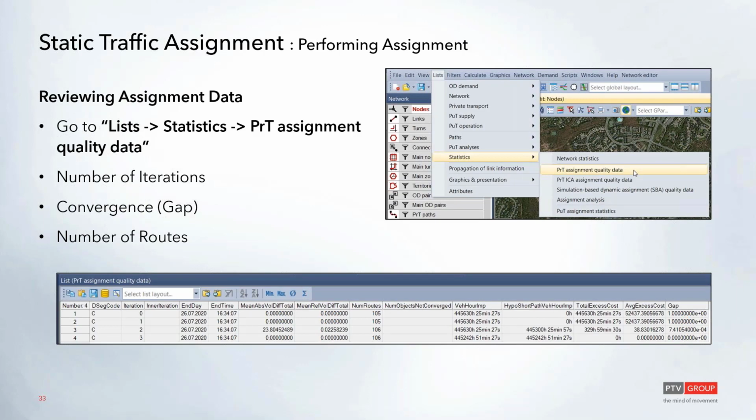And so then one other option, once that assignment has been run, you can review some information about the assignment. If you select underneath list, if you go to statistics and then PRT assignment quality data. So in here, this will give you information about the number of iterations that were run before convergence was reached. It will also tell you information about like the number of routes, the overall impedance in the network, and then also give you information about the convergence down here in this gap column, which will basically take that weighted volume difference between the vehicle impedance in the network and the hypothetical vehicle impedance.